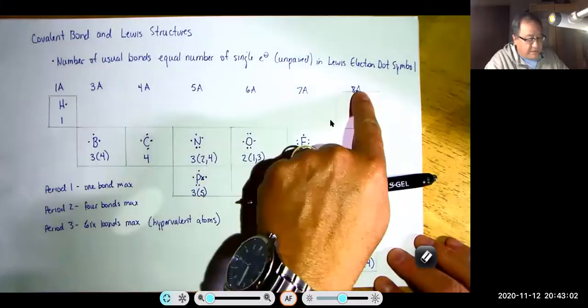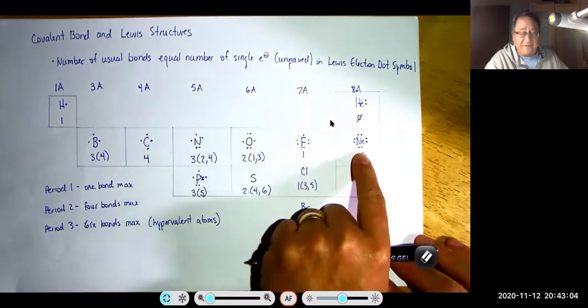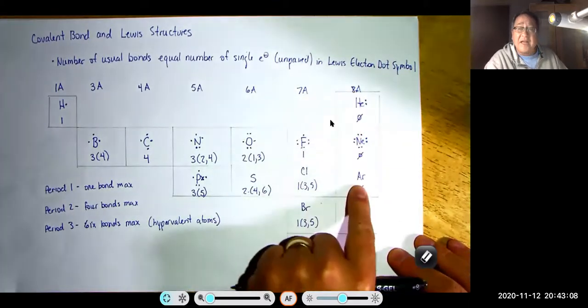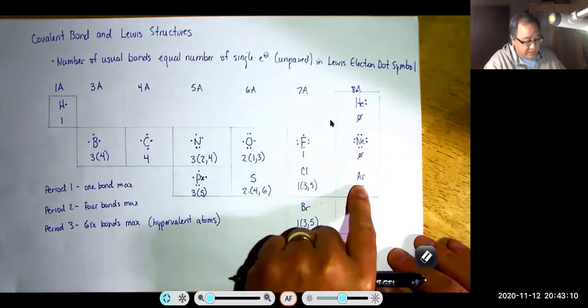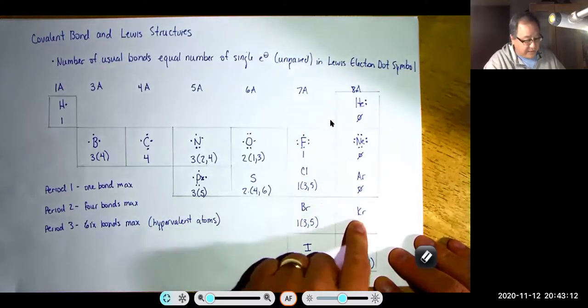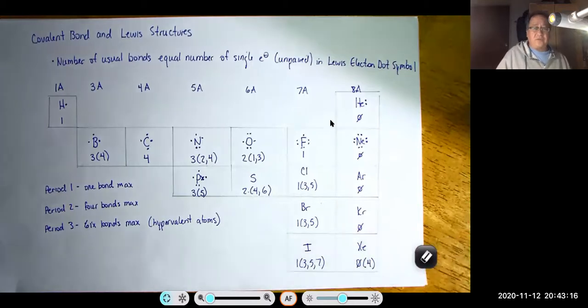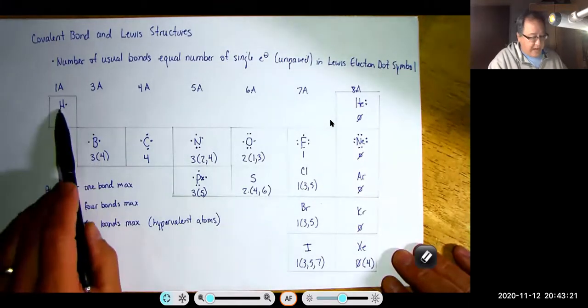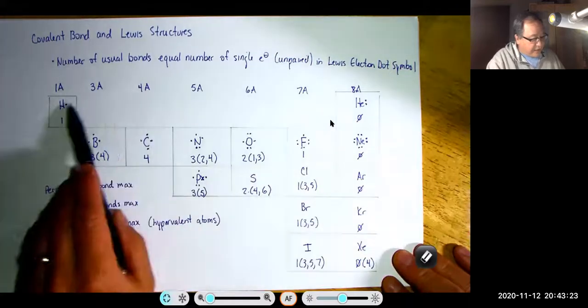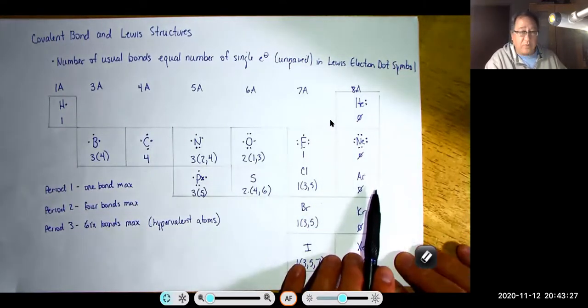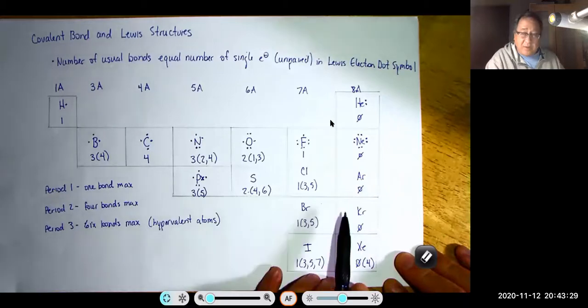Now, I'm going to drop down here to neon. Neon has 8 valence electrons, and it's stable. If we drop down to argon, it's got 8 valence electrons, and it's stable. Krypton, 8, and it's stable. Xenon, 8, and it's pretty stable. So this is why we have the octet rule. More often than not, your atom in a period is going to most likely want to have 8 valence electrons. That's normally what happens. So that's why we have the octet rule.